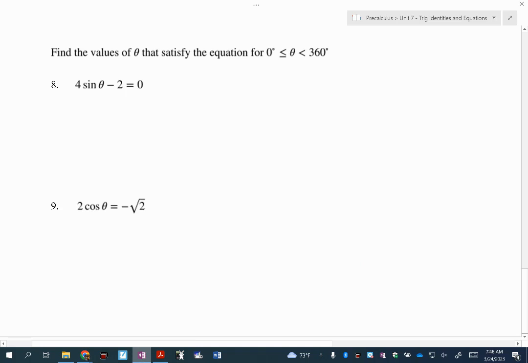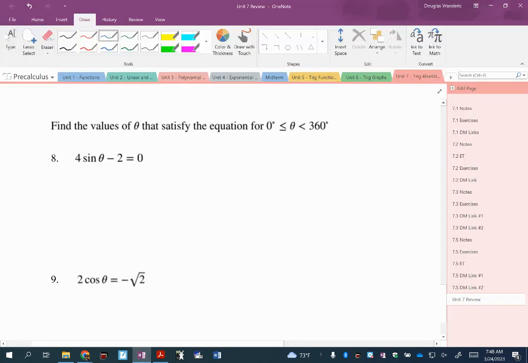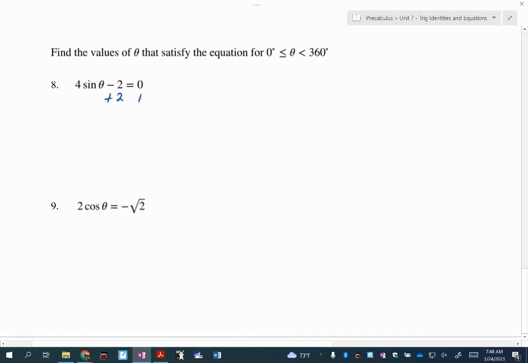All right, so first thing I do is I'm going to add 2 to move that minus 2 to the other side.